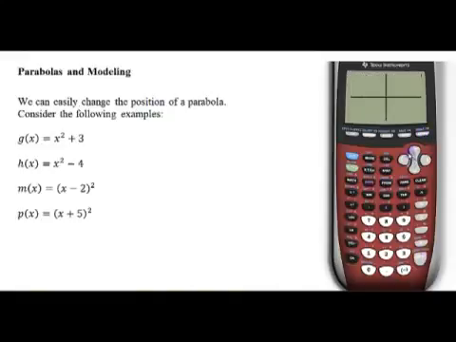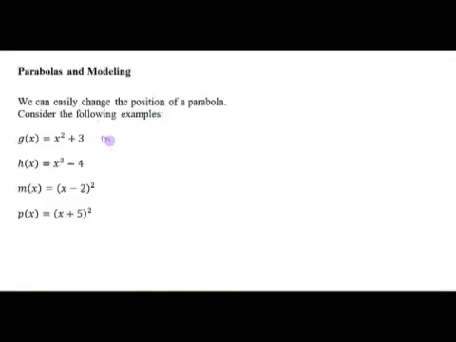When we hit graph, you can see that our standard parabola is not at a vertex of (0, 0) anymore. It's been moved up 3 spaces. So this moved up 3 spaces, or what we call a shift.